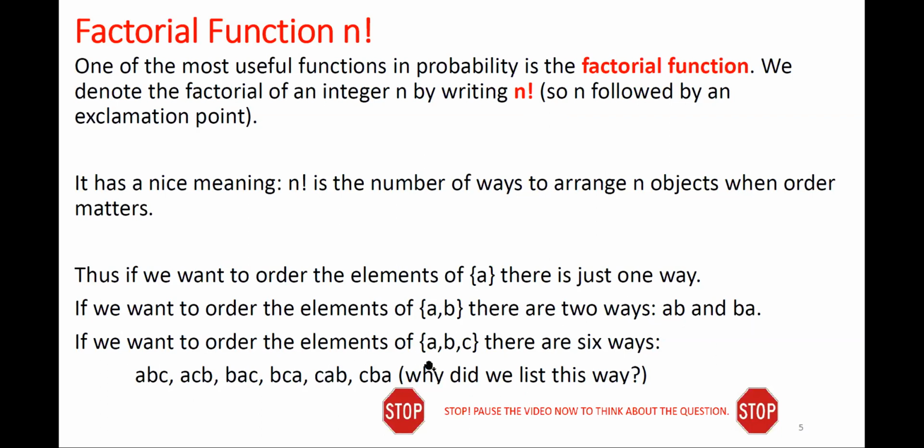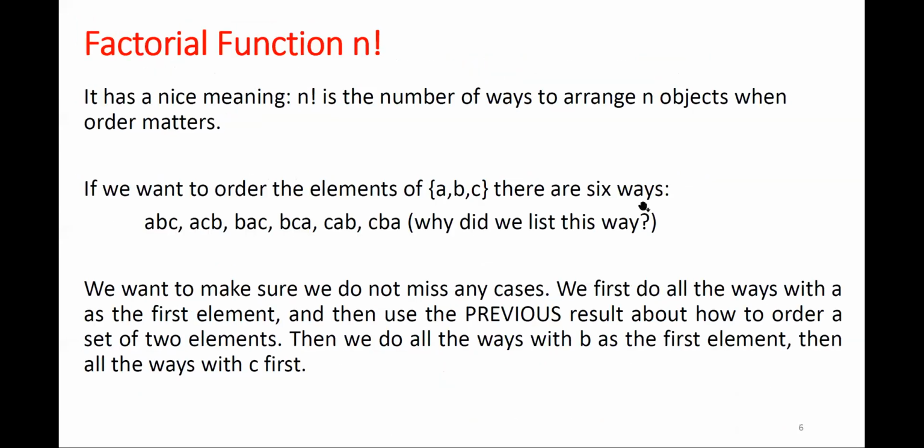Now, if we have 3 objects, A, B, C, there's 6 ways. I can go ABC, ACB, BAC, BCA, CAB, CBA. And my question for you is, why did I choose to write them in this order? I'm going to pause the video so that you can think about that for a moment, if you want. All right.